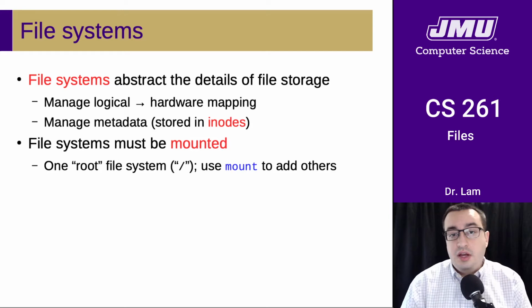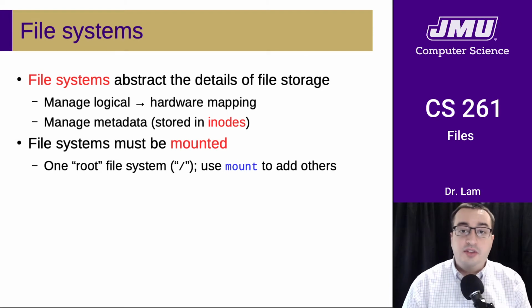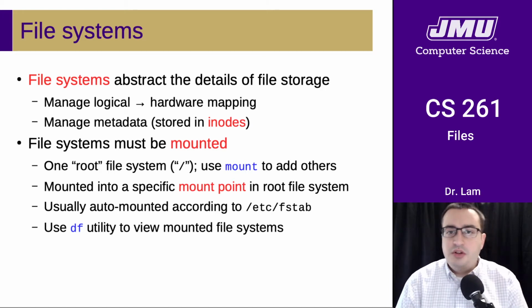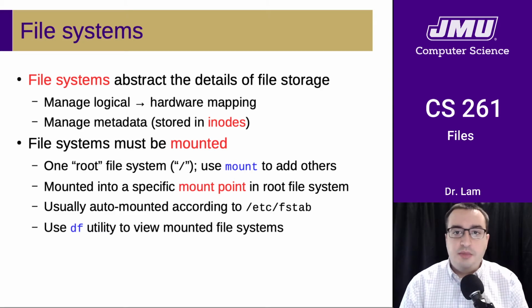In a Unix or Linux-based operating system, you will have a single root of the file system, which is just /, and then you use the mount utility to add others into that file system. And so you'd have a file system that's mounted to a particular mount point in the root file system. You don't normally do this manually. Normally this is done automatically by the operating system when you boot it, and there's a particular configuration file that controls that. You can use the df utility to view all the mounted file systems.